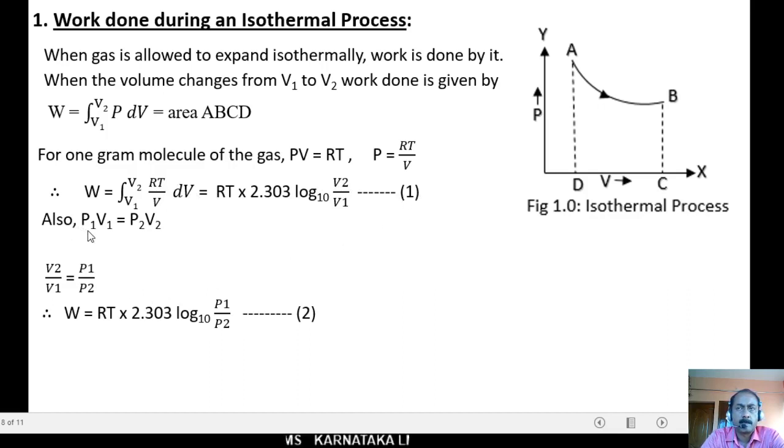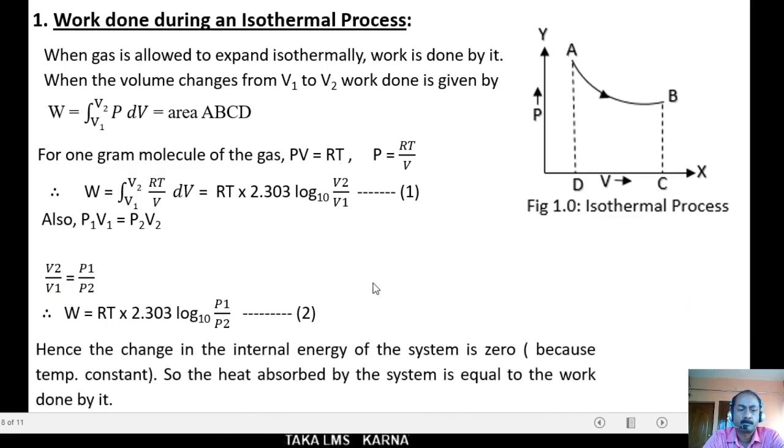Also, we know that P1 V1 equals P2 V2. On rearranging this, V2 by V1 equals P1 by P2. Therefore, we can substitute the V2 by V1 value in equation 1. We get work done W equals RT into 2.303 into log to the base 10 of P1 by P2. Let it be equation 2.